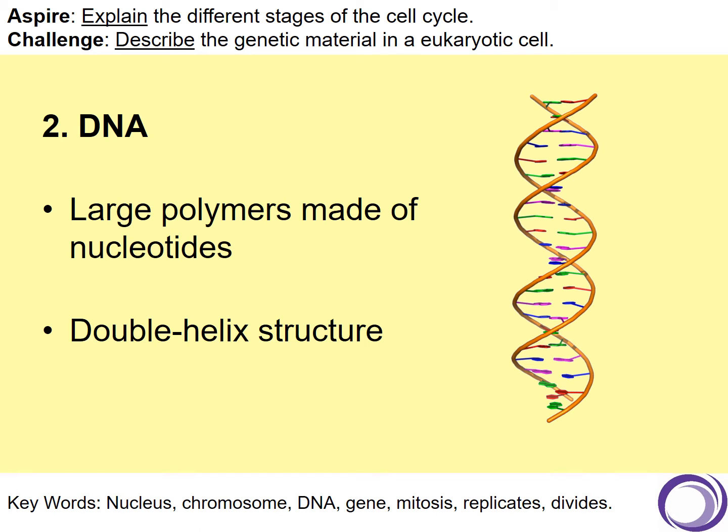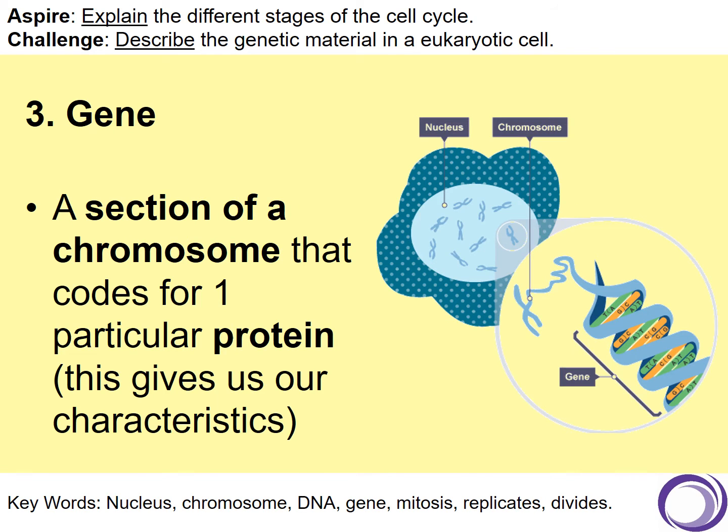So on the right-hand side there, that's a picture of some DNA. And actually that DNA is splitting up, if you can see. Those nucleotides, the bases there are apart. A gene. And be careful with this one. A gene is a section of a chromosome. So these chromosomes just hold the genes, and one gene codes for making one particular protein.